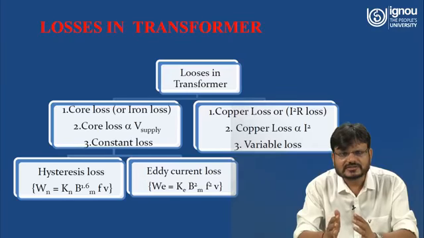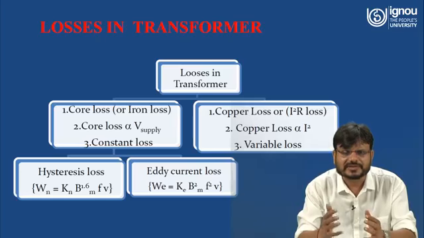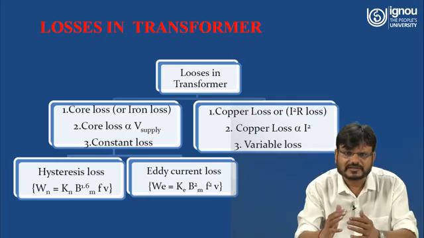The other losses are the variable losses, also called I square R losses. These copper losses depend on the supply current, that is the primary current or secondary current, and are directly proportional to the square of the current. As the load changes, the current changes, so these losses also change. Therefore these losses are called variable losses.